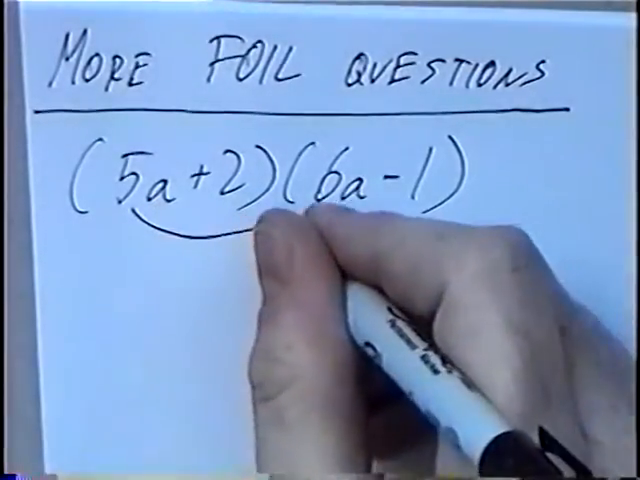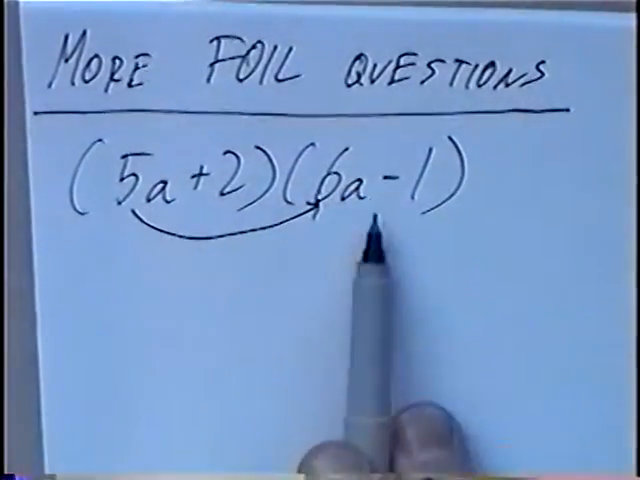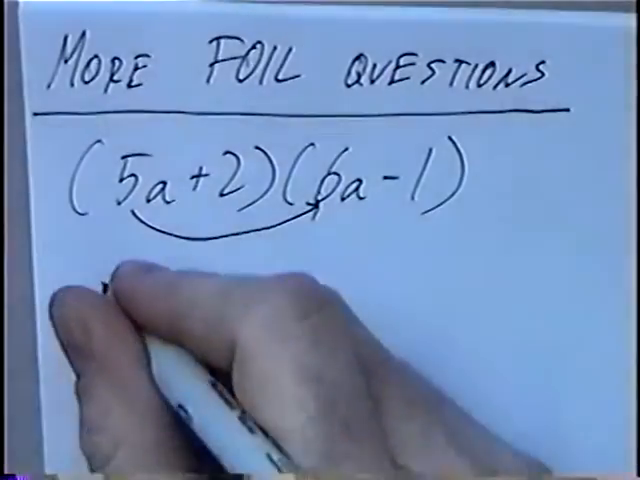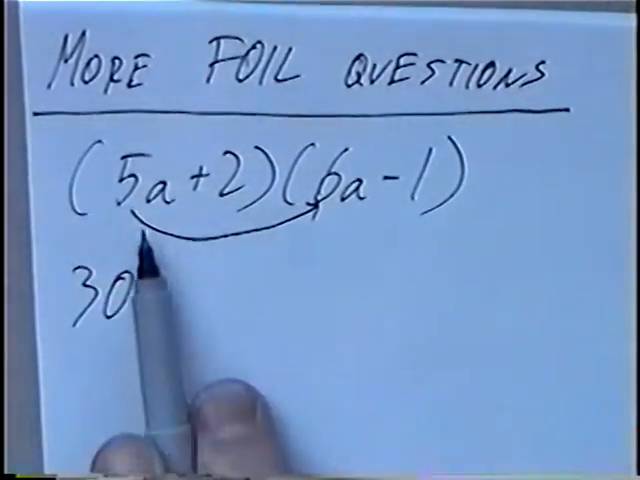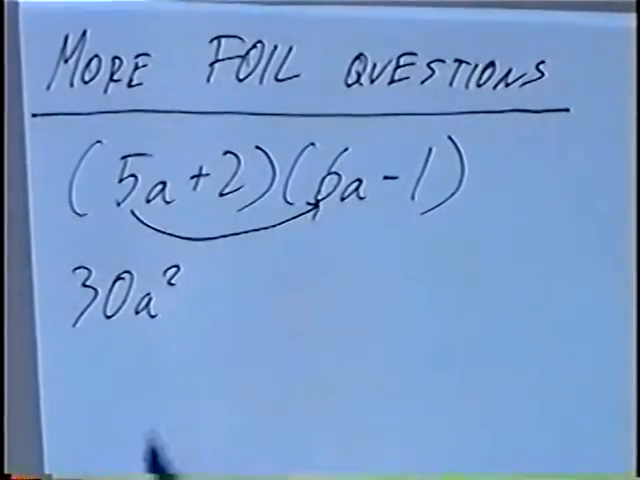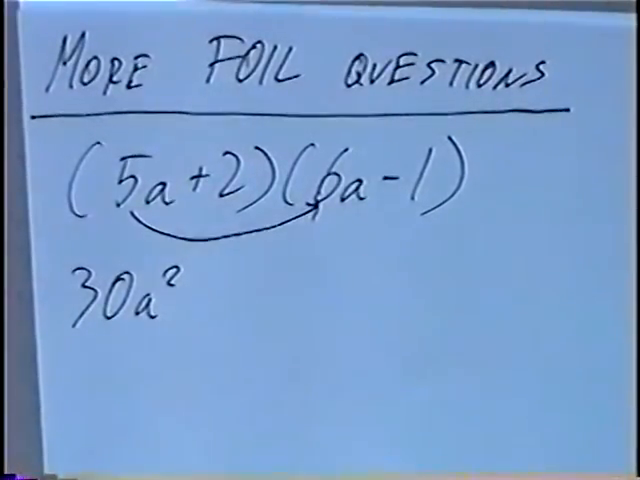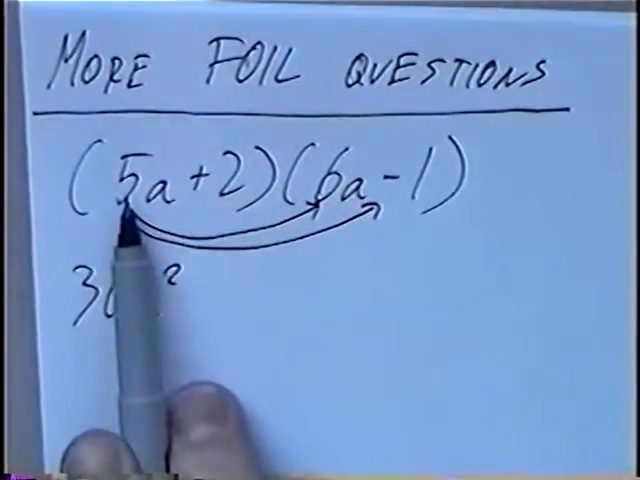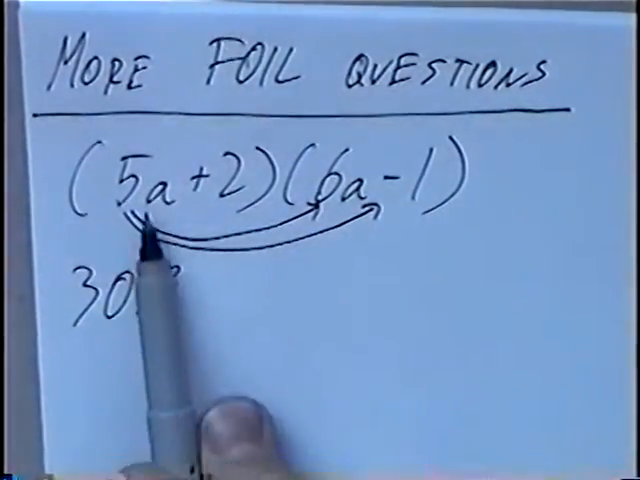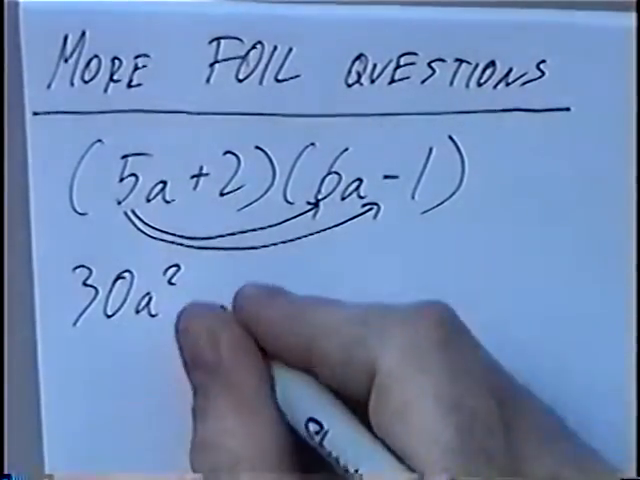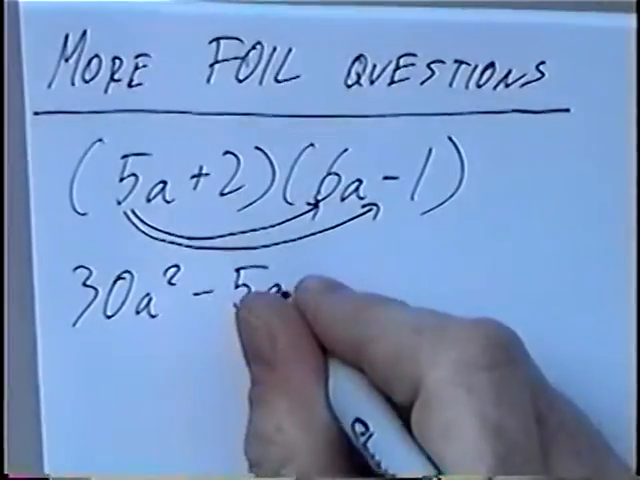Multiplying the first terms in each parentheses, 5a times 6a. Multiplying the numbers first, 5 times 6 would be 30, and a times a would be a squared. So 5a times 6a would be 30a squared. Multiplying the outside terms, the far left side to the far right side, 5a times a negative 1. Multiplying by a negative 1 would just make it negative 5a.